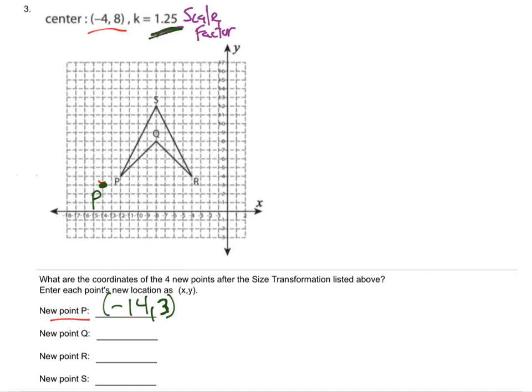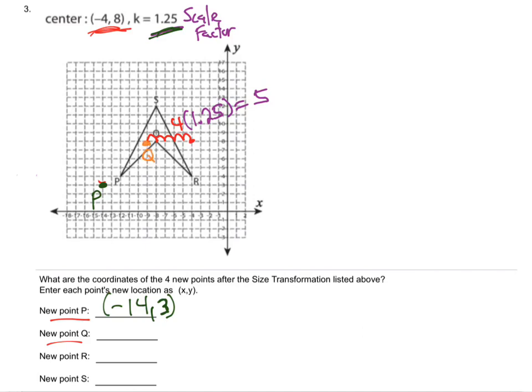So again, starting from the center, which is right there, back 4, up 8. So from that center, let's go to point Q. Where's Q? It's just 1, 2, 3, 4 back. It's just back 4. But then, you know what we're going to do? We're going to multiply that by the scale factor, 1.25. Oops, I'm kind of scribbling there. 1.25, and it comes out 5. So instead of going back 4, I'm going to go back 5. So just back one more, right? 5. There we go.